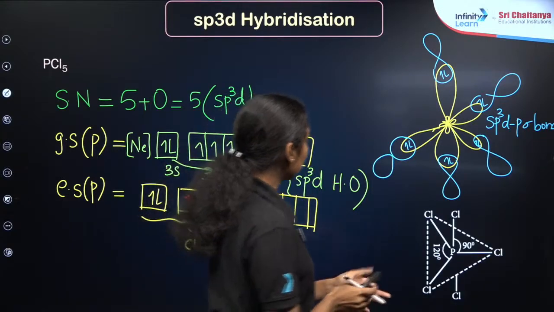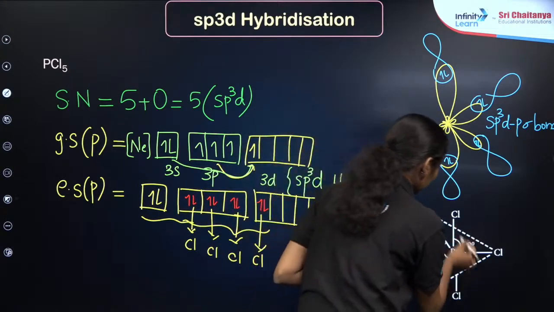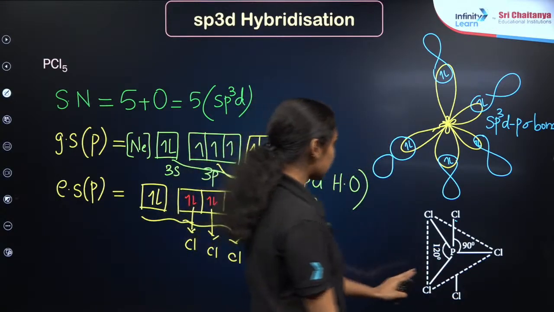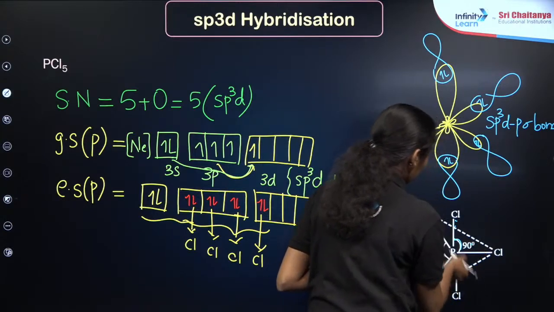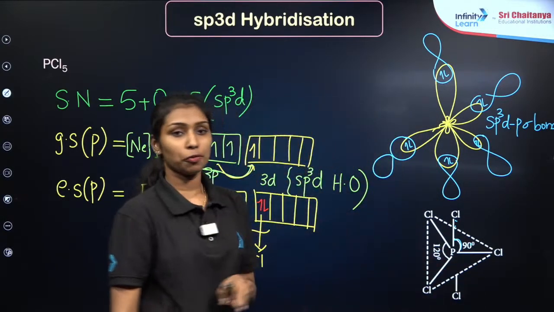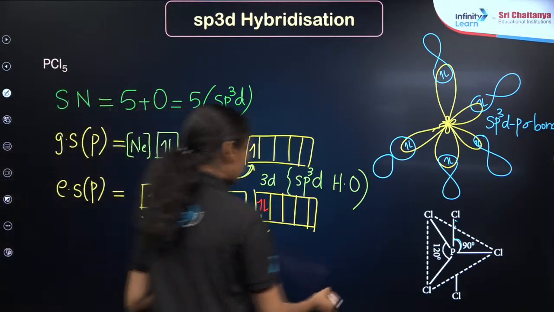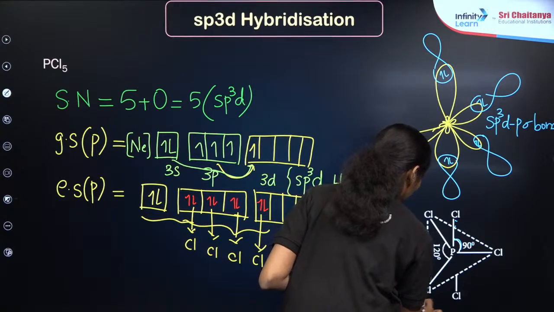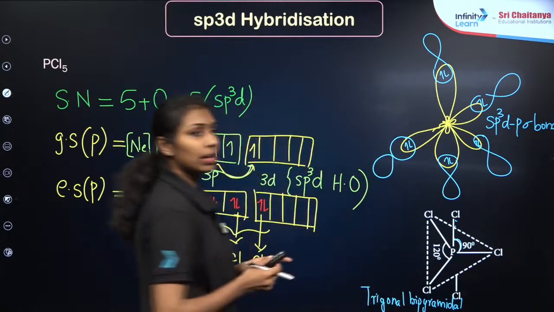Finally, you will get the structure like this. These three are in the same plane and these are above and below the plane, right? So we can represent these as the axial bonds. These two chlorines are in the axial positions and these three are in the equatorial positions, which means the axial and equatorial bonds have a bond angle of 90 degrees and this will be 120 degrees. Clear? This will be the structure of PCl5, and the shape is known as trigonal bipyramidal. Clear?